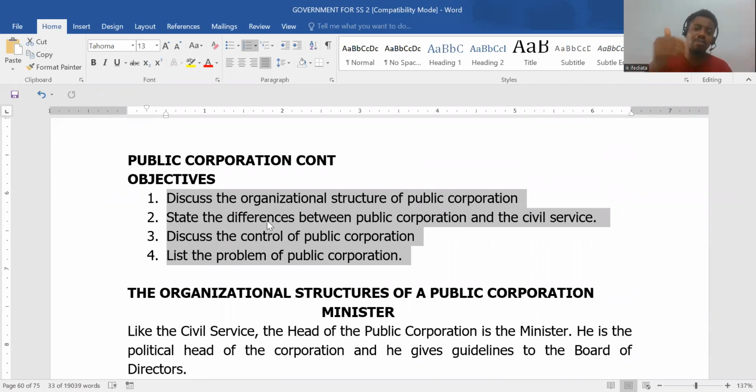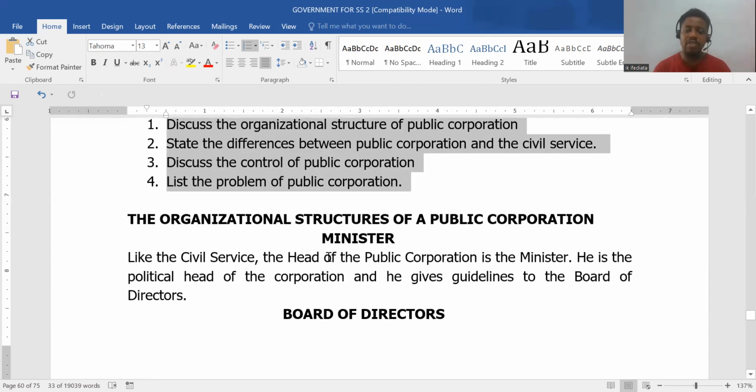Now, whenever we're listing problems, always tell yourself, can you provide solutions? It's very important. If you can provide solutions, that means you understand basically what we're talking about, right? So you may not see solutions at the end of this note, but I'm expecting you to provide solutions to the problems we're going to discuss, right? Very crucial.